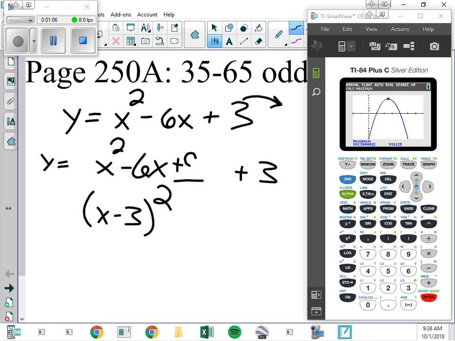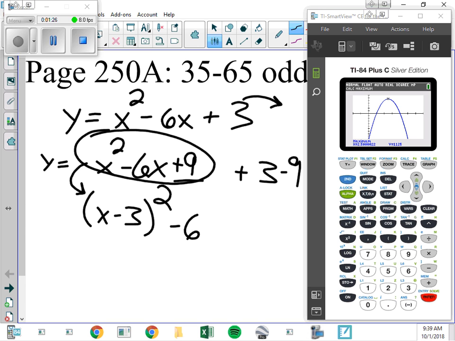Plus 9. But I can't just randomly add 9 to the equation. That makes it unbalanced. I need to rebalance everything by subtracting 9 on that far right side. So now this turns into that, which is what I wanted. And then that plus 3 becomes a negative 6. How do I graph this? It's a regular parabola with a positive opening. We go right 3 and down 6, and that's my parabola.